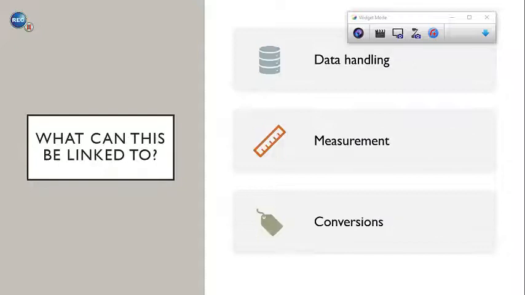So, when we look at what we can link this to or what this can be incorporated into, the first thing would be data handling, where they gather information about males and females separately or maybe all together, and we have to now start interpreting this. It can be incorporated into measurement because we'll need to find the weight and the height of the person, and it can also be incorporated into conversions.